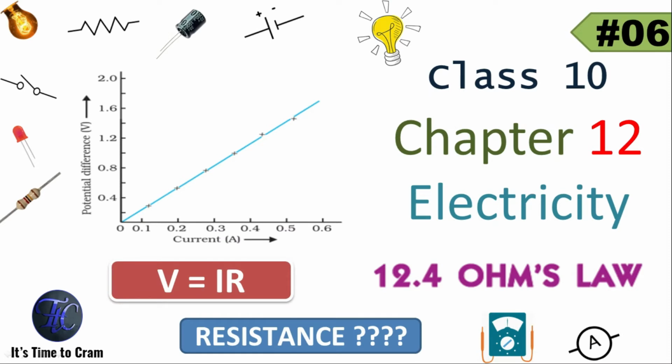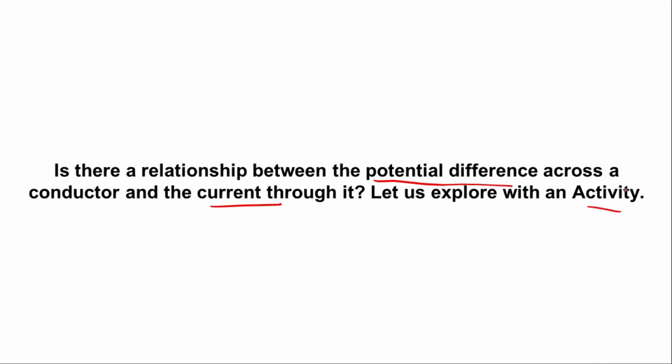This is the sixth video lecture of chapter 12, class 10, Electricity, and in today's video lecture we are going to learn Ohm's law and see what resistance is. We start with the very first question: is there a relationship between the potential difference across a conductor and the current through it, that is, between V and I?